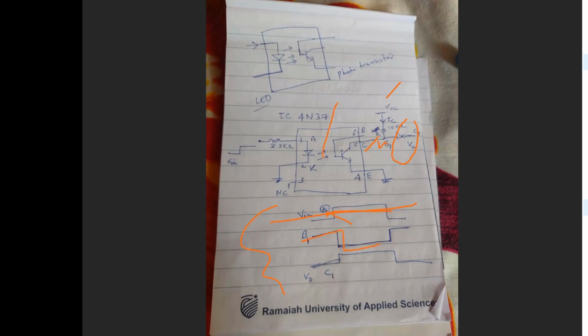When V in goes low, the light becomes off. There is no more light when V in is low. The phototransistor stops working, and again the voltage VCC, basically the B1 voltage, comes up. So this is how it works. And then C1 simply represents the inversion of your B1.